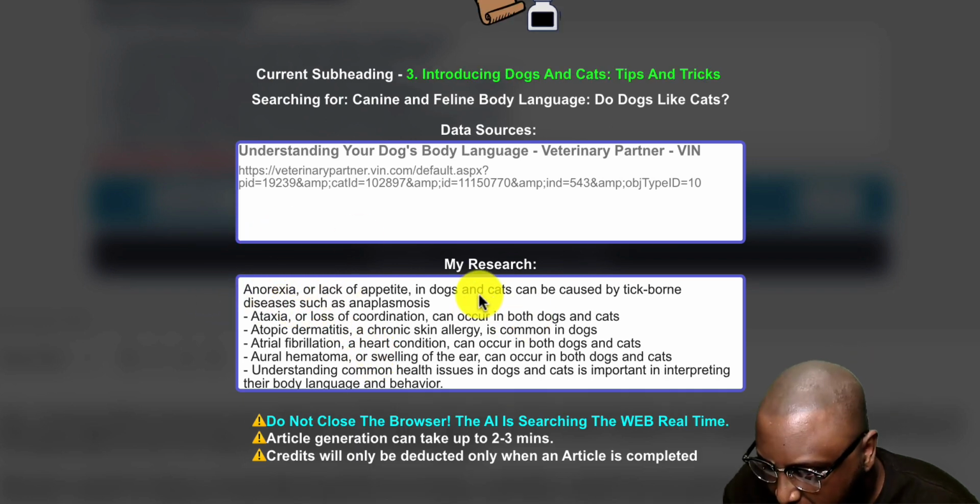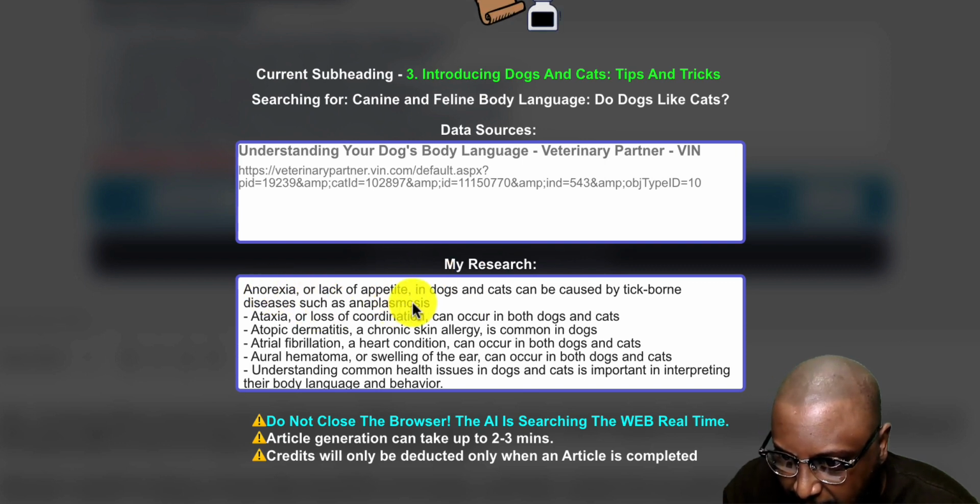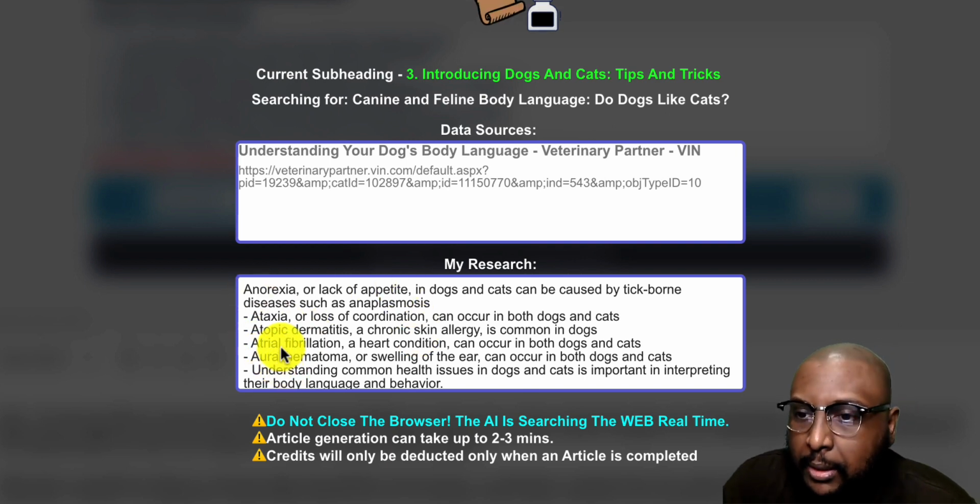Okay, so here it's talking about how anorexia or lack of appetite in dogs and cats can be caused by ticks. So I don't know, that's a little off right there, but we'll see if it corrects itself on the back end.